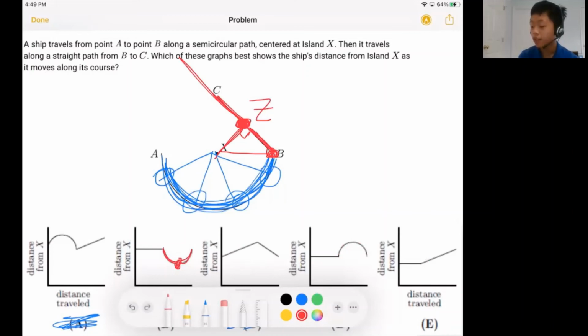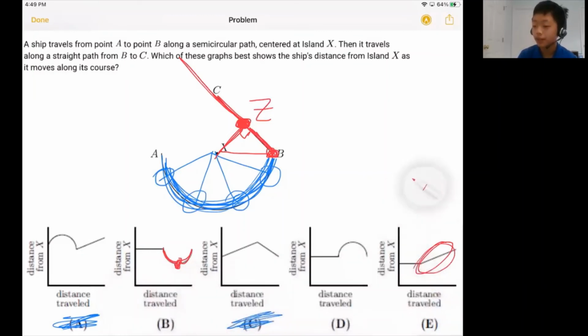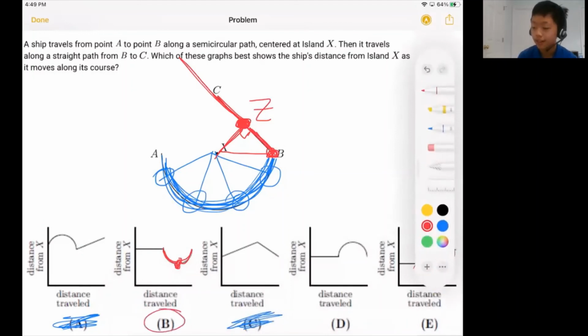And then choice E doesn't make sense either, because this portion of the graph is saying that the ship is always going to be getting farther and farther away from point X. So choices D and E can't be right. So by process of elimination, we find that choice B has to be the right answer. Okay, yeah, so this is a very common kind of question.